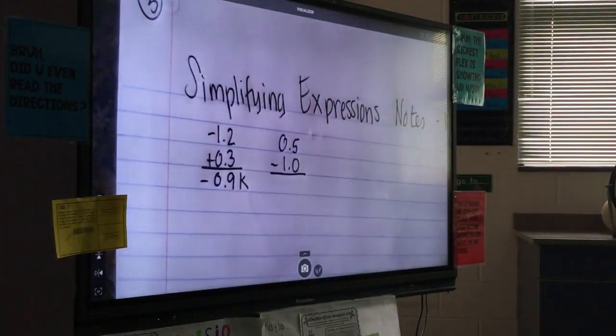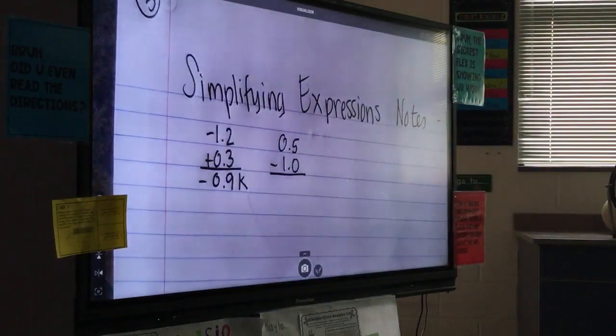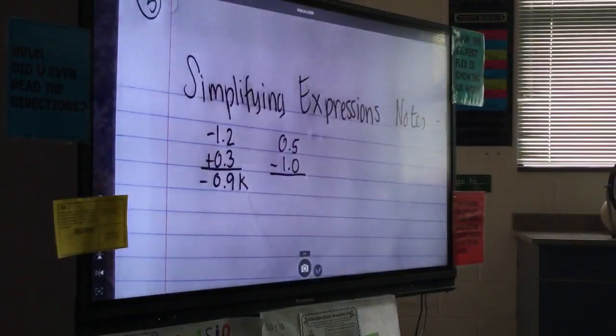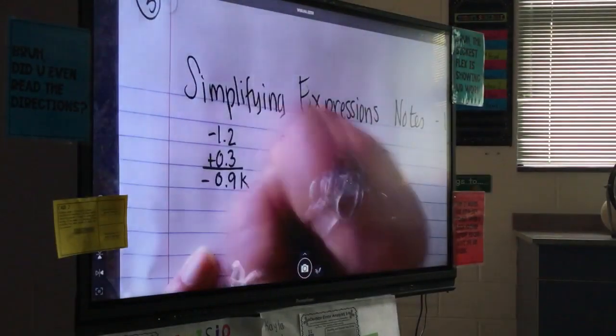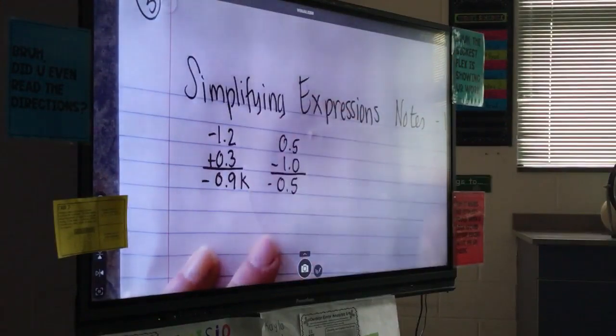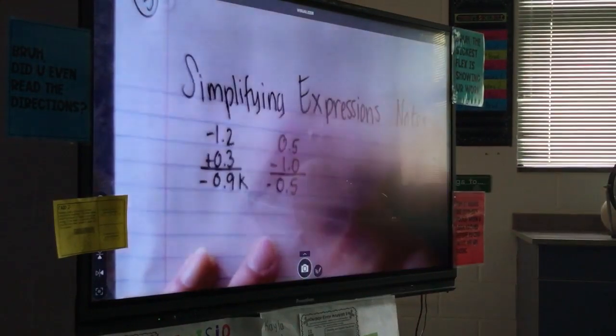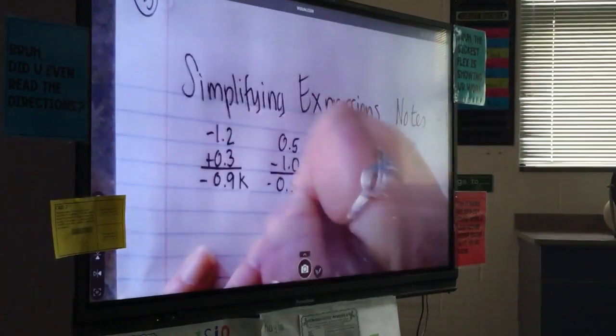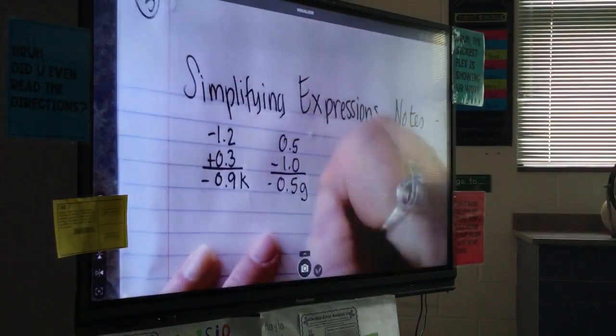Raise your hand. What do you get with that one? Brayden, what do you think? Negative 0.5. Yep. Negative 0.5, negative 5/10, negative half, whatever you want to call it, and that is G. And then the last one is just a plus 10/9.